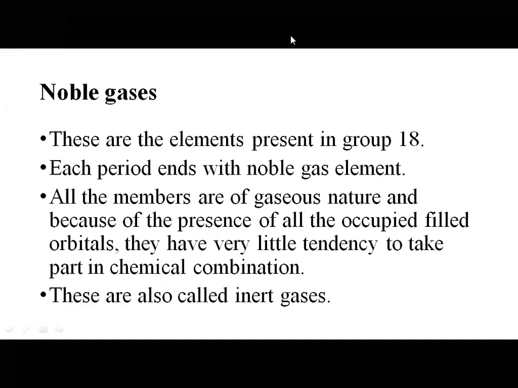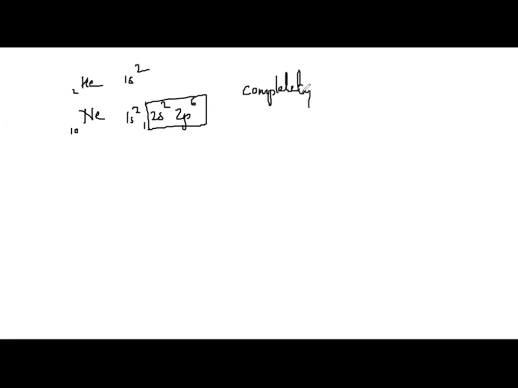See, if you look at the electronic configurations of the noble gases, helium 1s2, neon, it is 10, 1s2, 2s2, 2p6. Yes, in the outermost shell, s should have 2 electrons maximum, it is having. p should have 6 electrons, it is having. So the outermost shells are completely filled. When it is completely filled, it becomes stable.